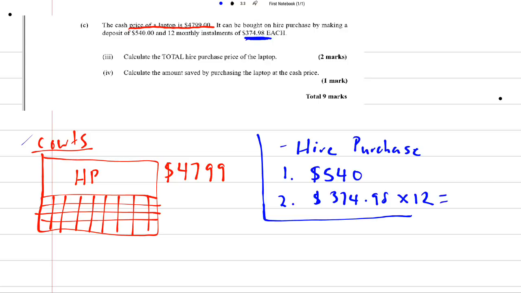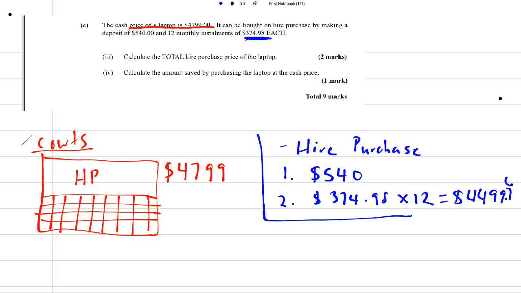Paper too, so we can use a calculator. I'm not playing a hero, so I'm going to put it in my calculator. That's $374.98 times 12, which is $4,499.76.